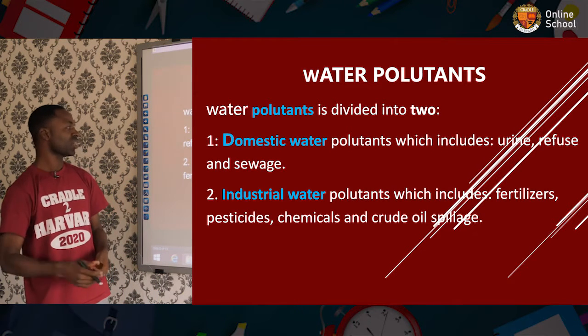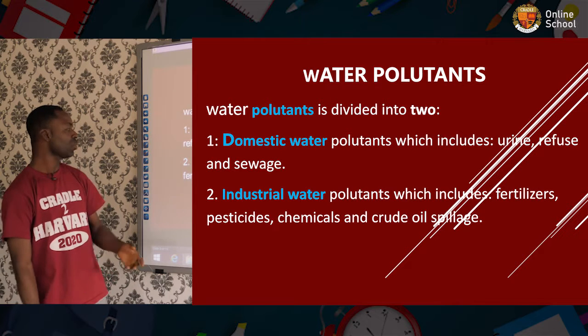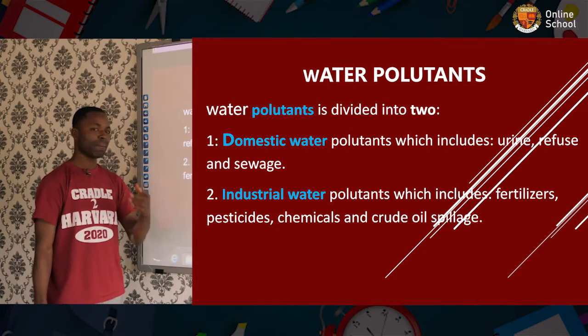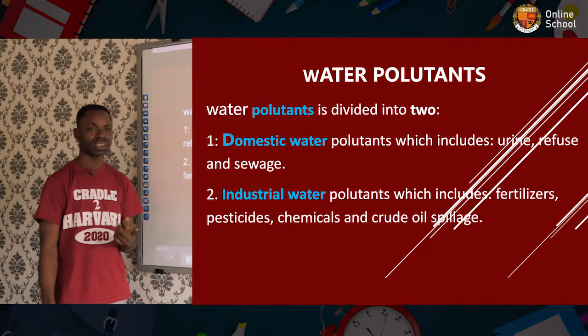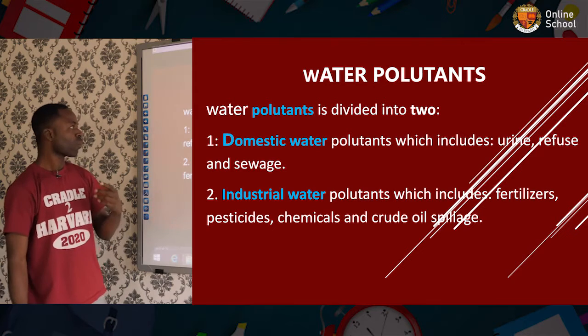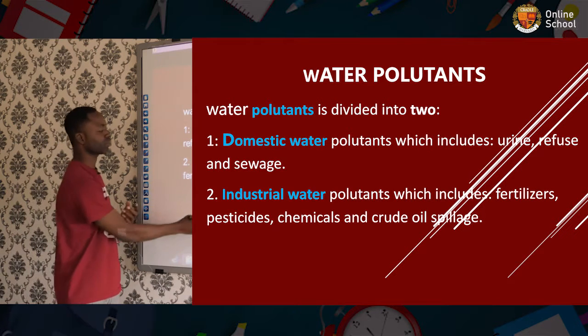What about the industrial pollutants? They include fertilizers, pesticides, chemicals, and crude oil spillage. These are water pollutants.